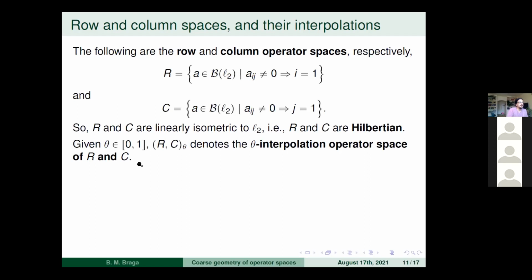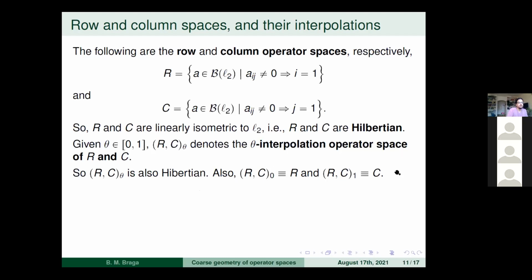Now, again, because of time, I cannot really mention what the interpolation is, so I'm just going to leave it like this. For any theta, this is going to be a different operator space. I'm just going to mention that those operator spaces are all Hilbertian, so as Banach spaces they're all just little L2. And if you don't know what the interpolation spaces are, just consider theta equals 0 and theta equals 1, because then you have this nice equivalence here.